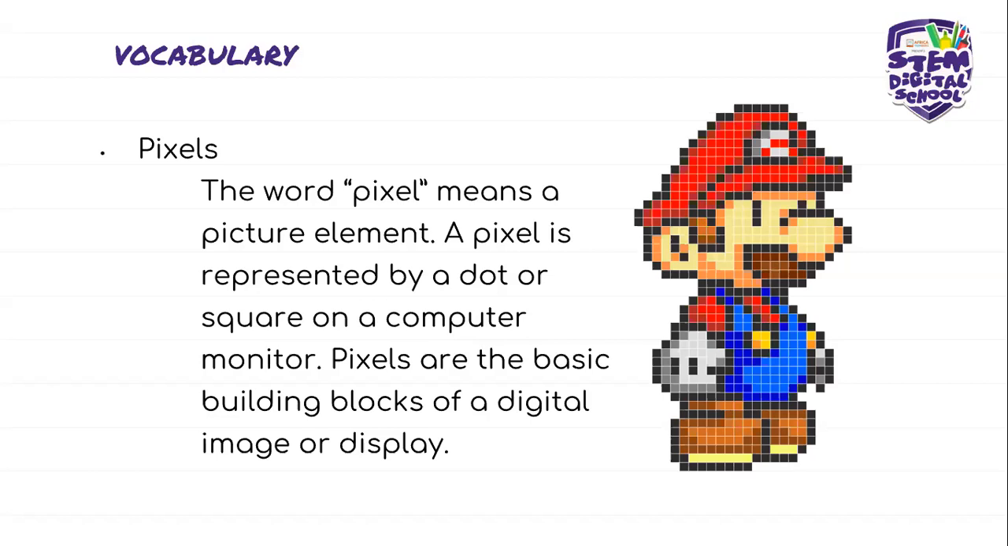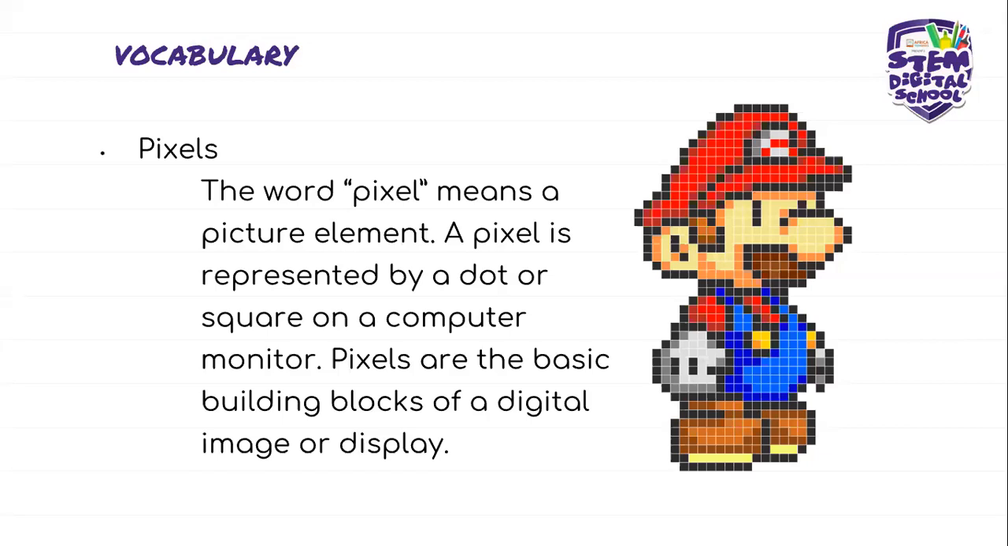And this one we did a couple of days ago, and pixels. And we discussed what exactly a pixel is. Okay, so the word pixel means a picture element. A pixel is represented by a dot or square on a computer monitor. Pixels are the basic building blocks of a digital image or display. Now, I'm sure you guys have seen it before. When you zoom into a picture very closely, you'll start seeing little blocks. And if you haven't, you should really try that.